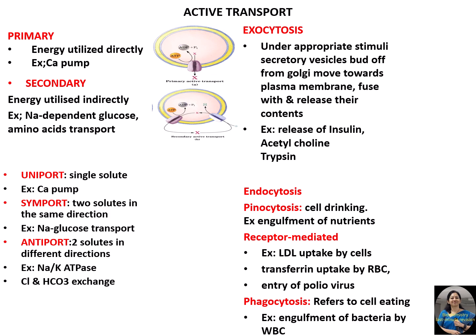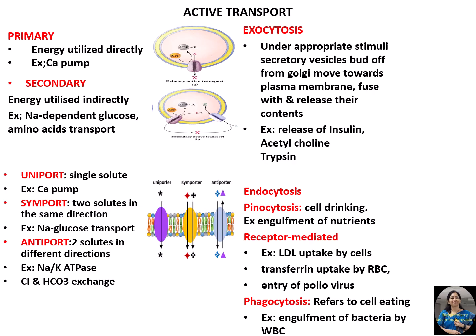with sodium. The next set of subclassification of active transport is uniport, symport, and antiport. In uniport, a single molecule or solute is pumped across the membrane. For example, the calcium pump, which facilitates movement of calcium ion into or outside the cell. Symport: here two different solutes are pumped into the cell or outside the cell in the same direction. For example, sodium dependent glucose transport inside the cell, and sodium dependent amino acid transport, where the amino acids along with sodium enter into the cell.